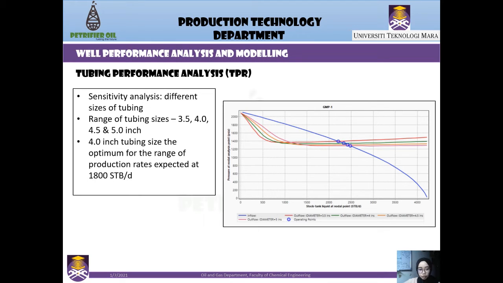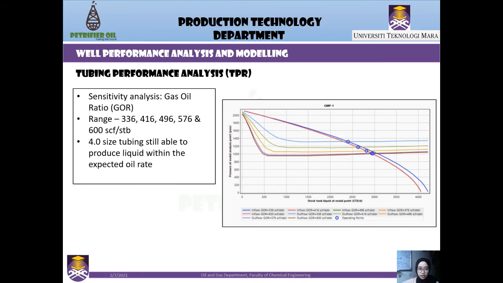1,800. However, after analyzing the whole sensitivity analysis, we decide to have a 4.0-inch tubing size, because all the sensitivity analysis are able to produce the 1,800 expected oil rate.